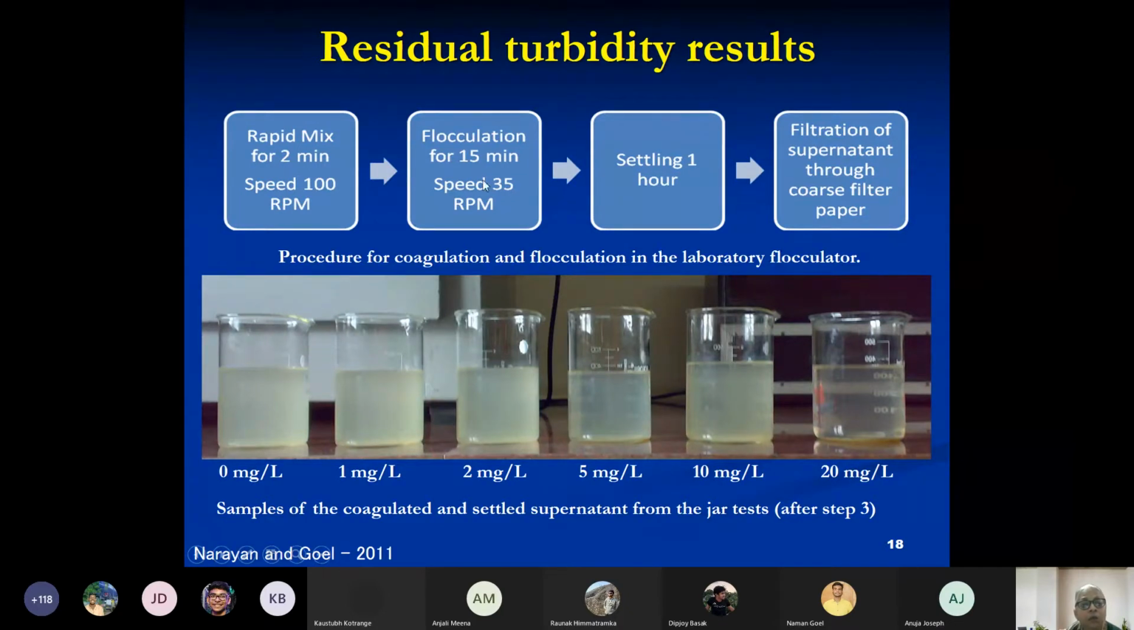And then we have flocculation for 15 minutes. Now, the difference between rapid mix and flocculation is the speed of mixing. So the speed of mixing initially for 2 minutes is 100 RPM. And after the first step, you come to gentle mixing for 15 minutes at 35 RPM. And then you allow settling for a minimum of 1 hour. Minimum time is 1 hour.